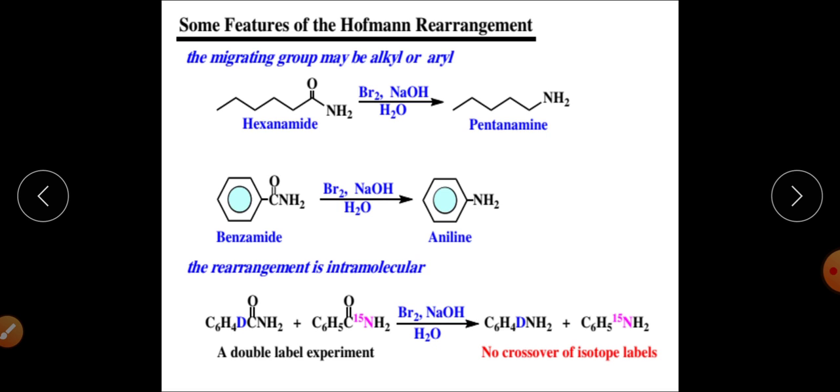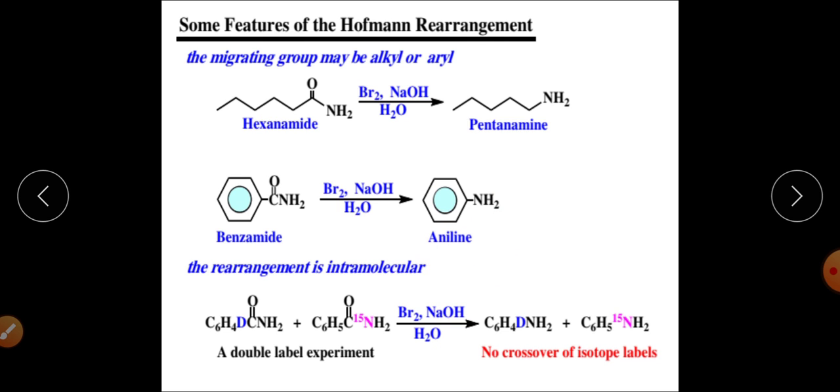Now, what are the interesting facts about this reaction? I was telling you in the beginning that this reaction is synthetically very important. First of all, the R group, an alkyl group as well as an aryl group, can migrate along with its electron to the nitrogen and form the isocyanate. For example, this is the case in which this R group is migrating and will form this amine, and this is the case in which this aryl group is migrating and will get converted into aniline.